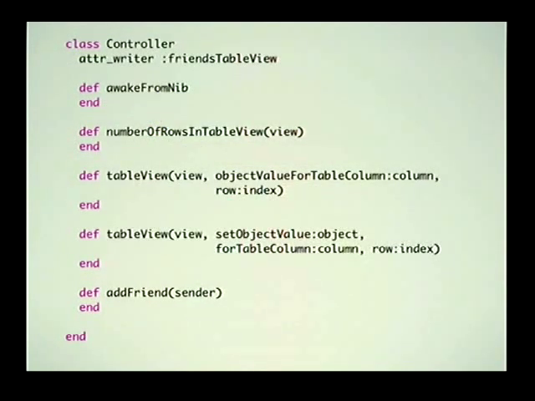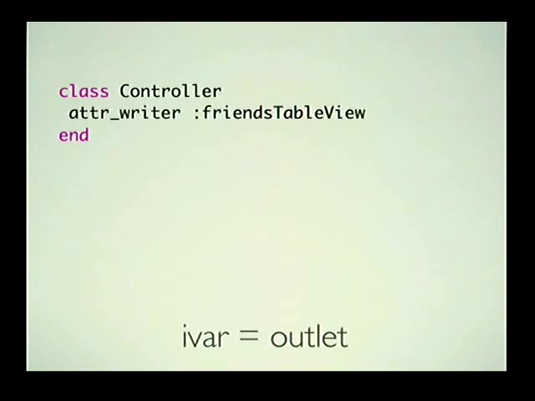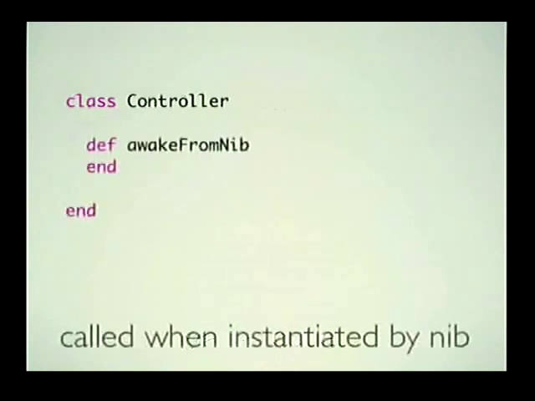In control.rb, we just define a normal Ruby class. We add an attribute writer. And we have a bunch of methods that I added that we'll explain quickly. But let's start with this attribute writer. The attribute writer in Ruby, just in case you don't know, will set an instance variable, friends table view, and you have a method to access it and a method to write to it. So it's what we call an instance variable, and in the Cocoa jargon they call that an outlet. At least in Interface Builder they call that an outlet.